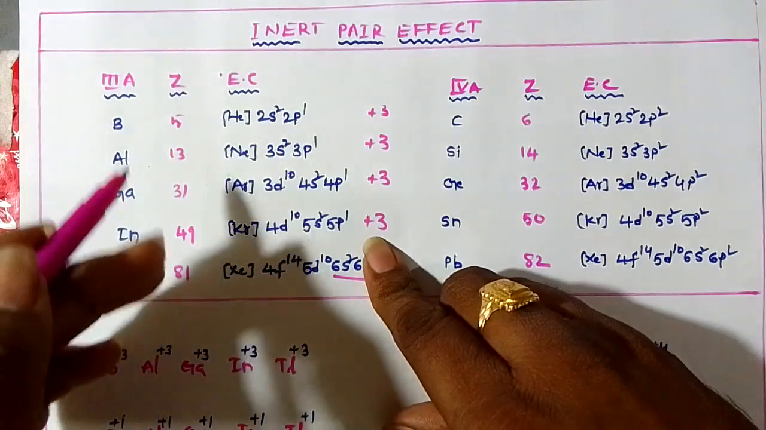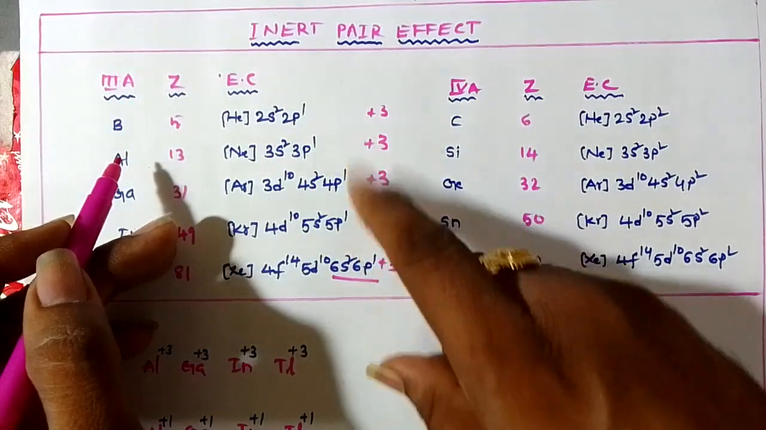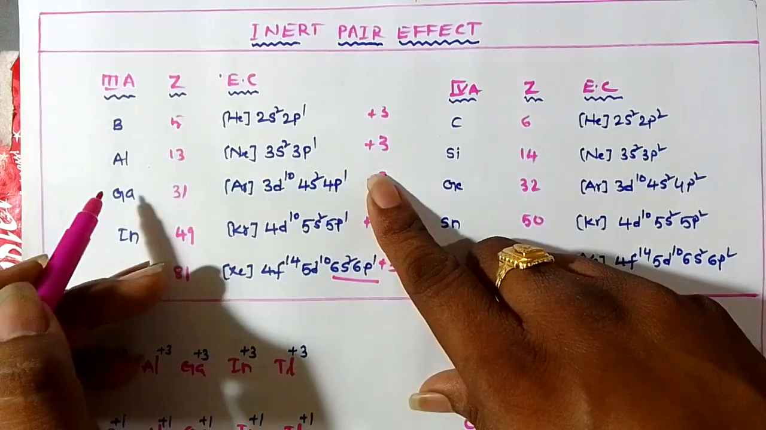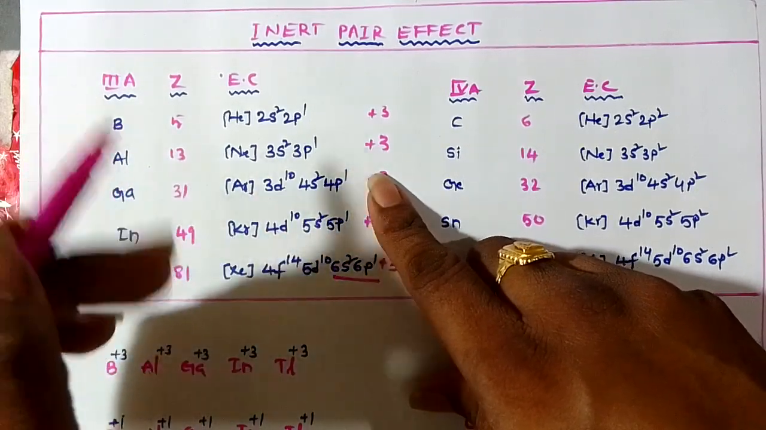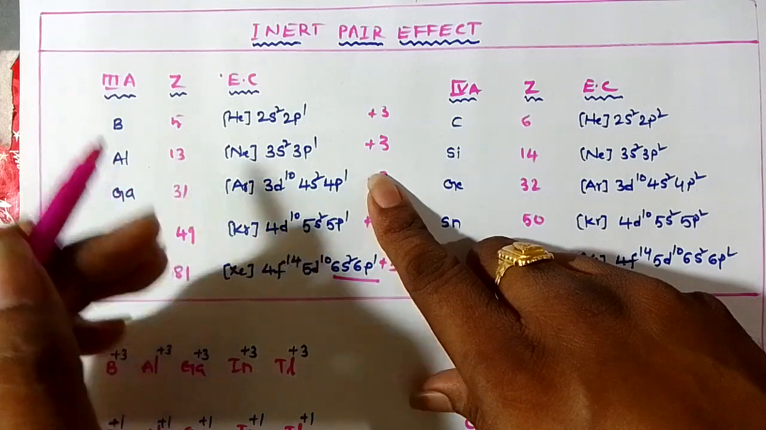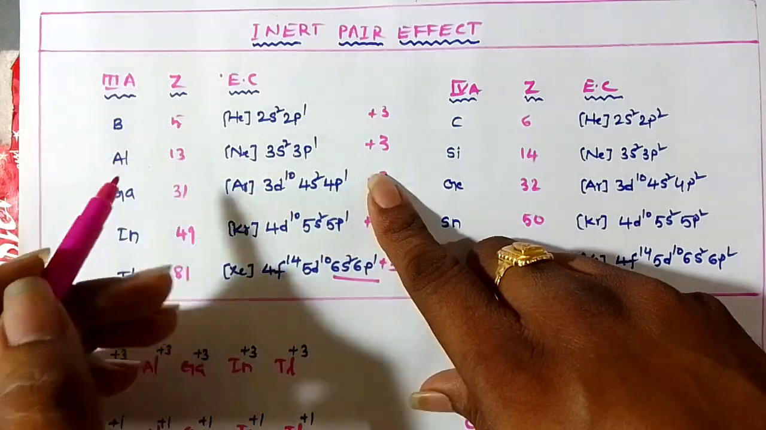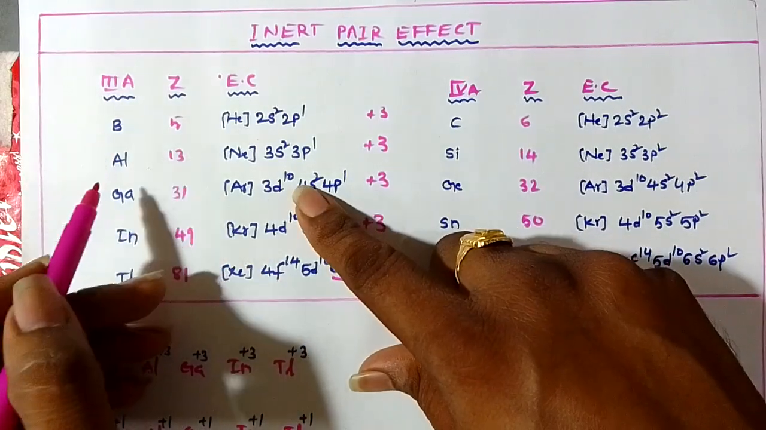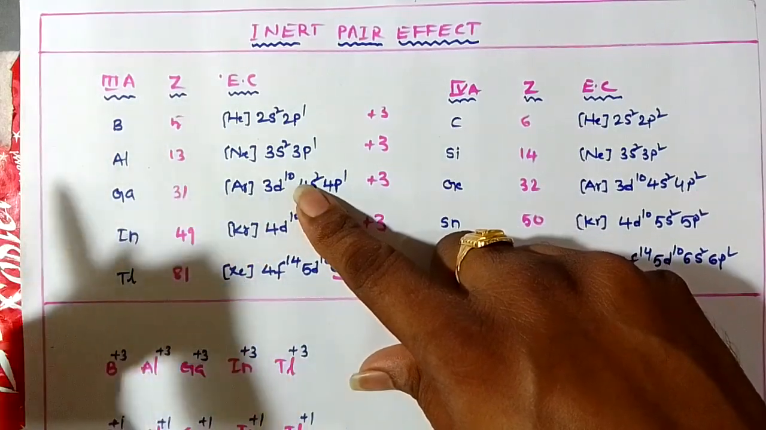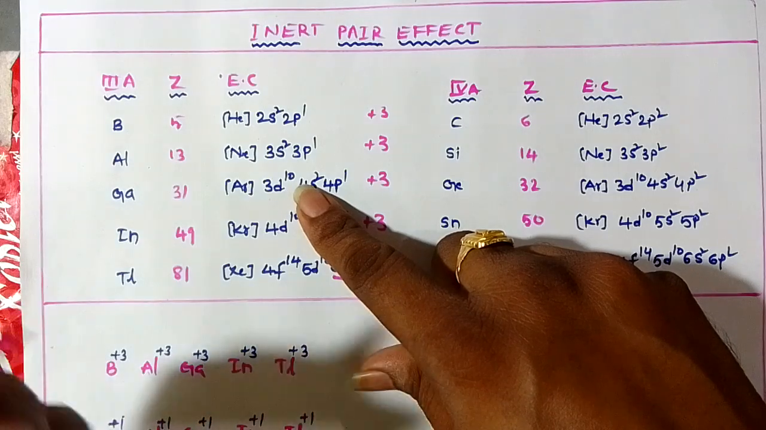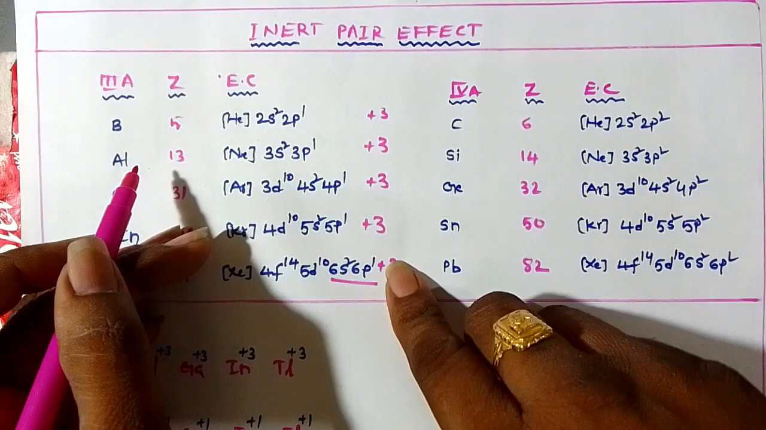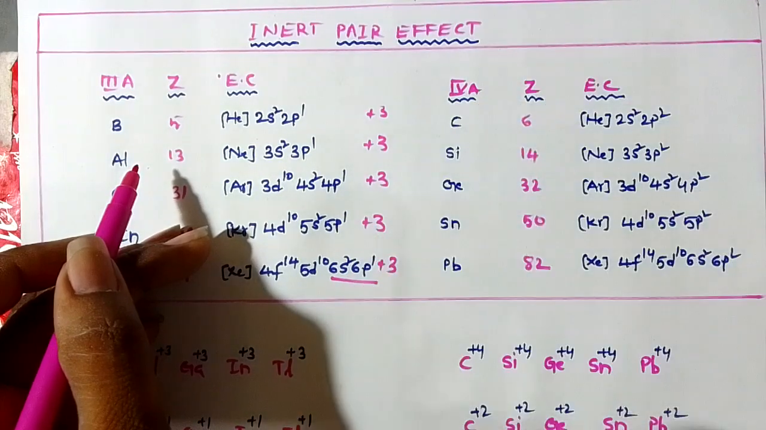Now every element in the group contains 3 valence electrons. And you know that valence electrons only participate in bond formation. That's why every element in the third group can form 3 bonds with 3 atoms, like BCl3, AlCl3, GaCl3, like that. And every element can also exhibit +3 oxidation state due to the presence of 3 valence electrons.